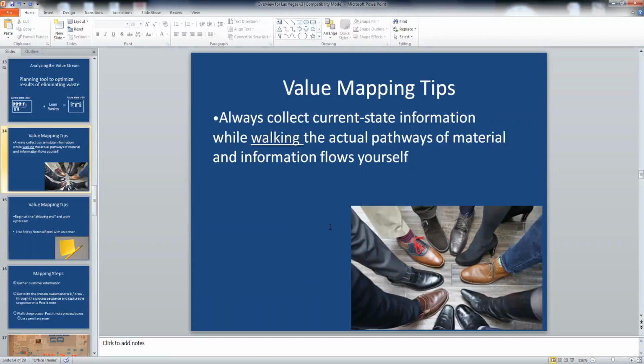So one of the key tips, sometimes this is called Gemba, but it means going to the actual location and walking through the process yourself. Okay, so that's why I have the shoes here. You want to walk the process. This is not something you hire a consultant to do. This is not something you delegate to somebody else. It's something that you do yourself, step by step.